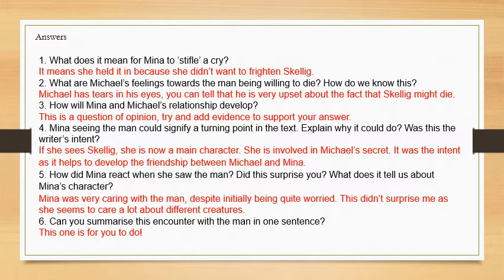Number 4, Mina seeing the man could signify a turning point in the text. Explain why it could do. Was this the writer's intent? So if she sees Skellig, she is now a main character alongside Michael in the story. She's involved with his secret. And it was the intent, as it helps to develop the friendship between Michael and Mina. It gives a new perspective on their friendship.